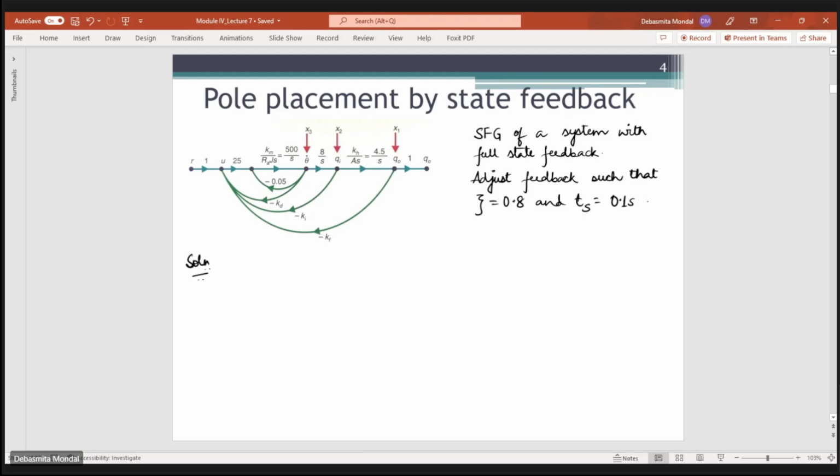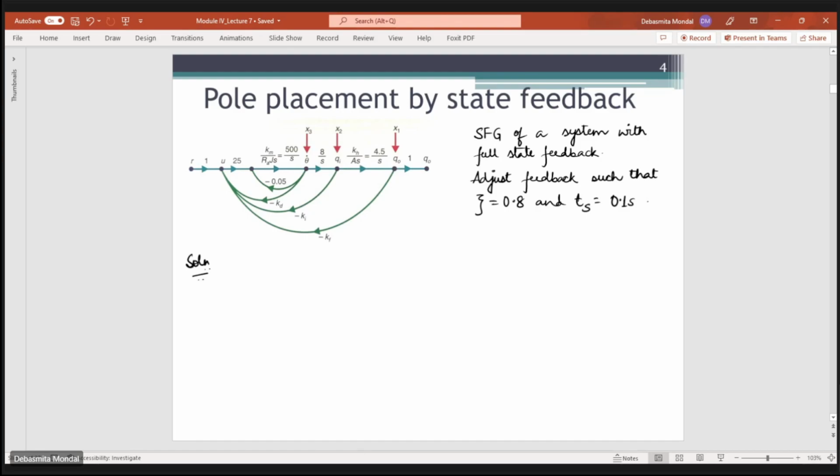Now what you have to do is adjust the feedback gains, kd, ki, and kf, in such a way that the conditions of the transient response are met. The given condition is that the damping ratio will be equal to 0.8, and the settling time of the system would be equal to 0.1 second. This is the given criteria which needs to be satisfied, so you have to adjust the feedback gains in such a way that this condition is satisfied.